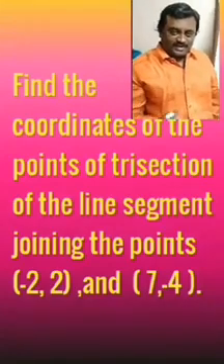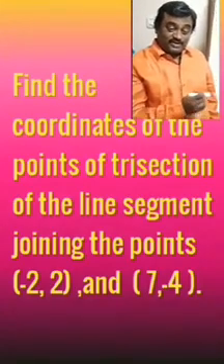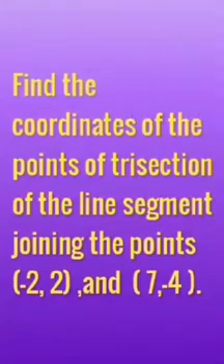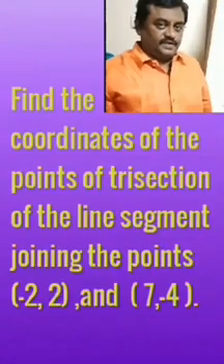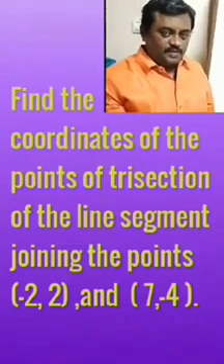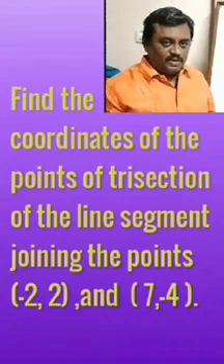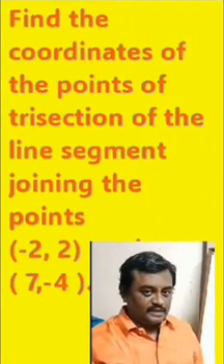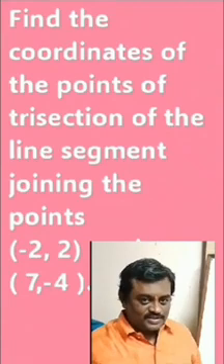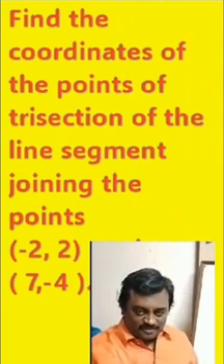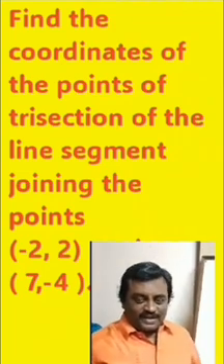And one more problem. Find the coordinates of the points of trisection of the line segment joining the points (-2, 2) and (7, -4). This question is very important. Very important, 99% gunshot question. Once again I am repeating: find the coordinates of the points of trisection of the line segment joining the points (-2, 2) and (7, -4).